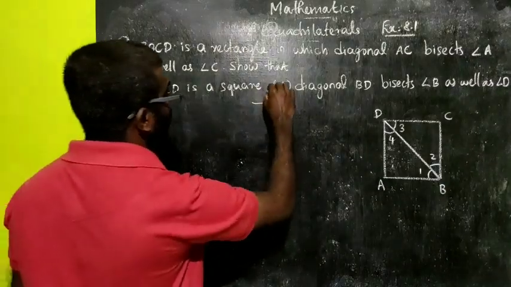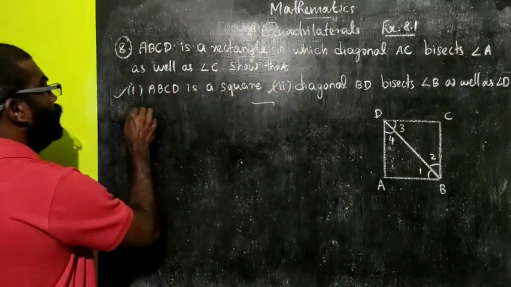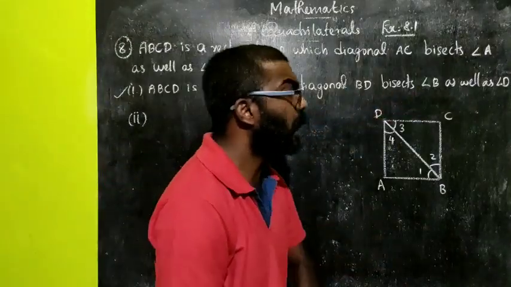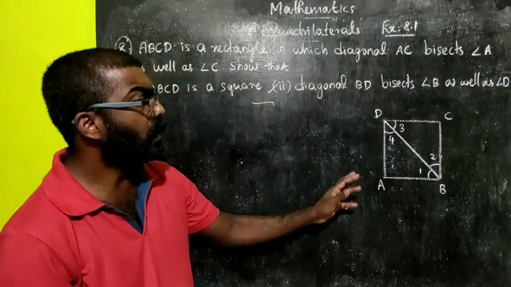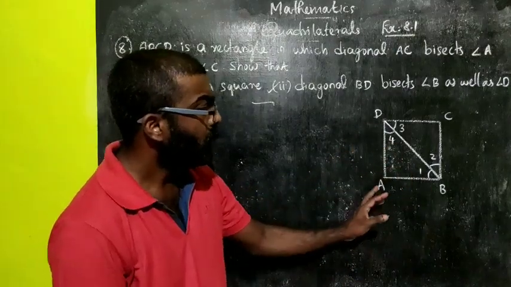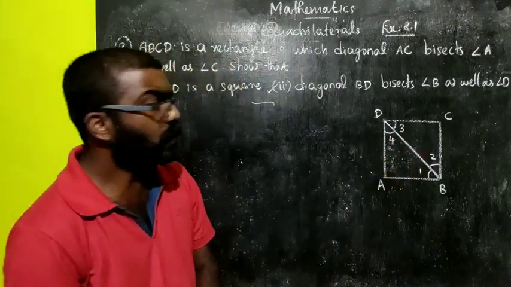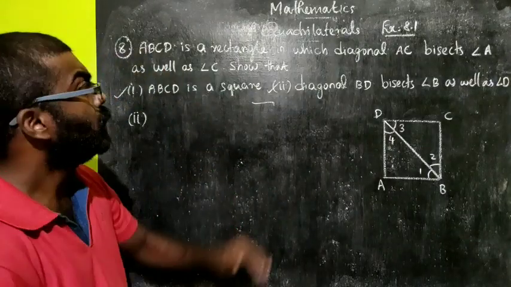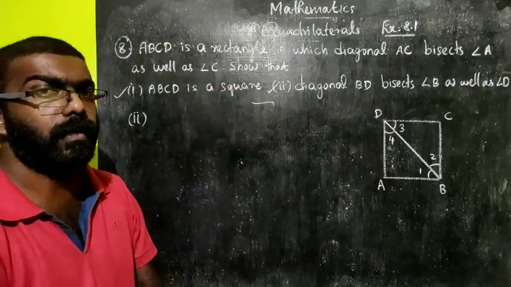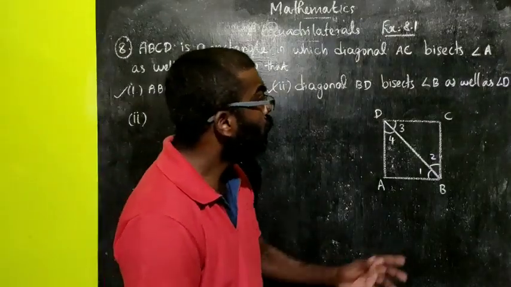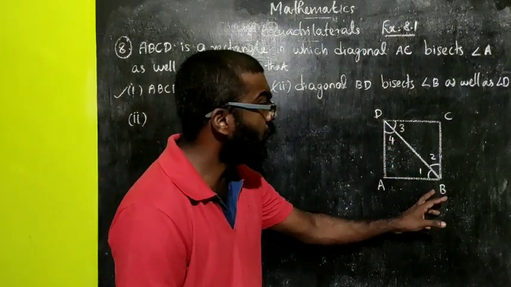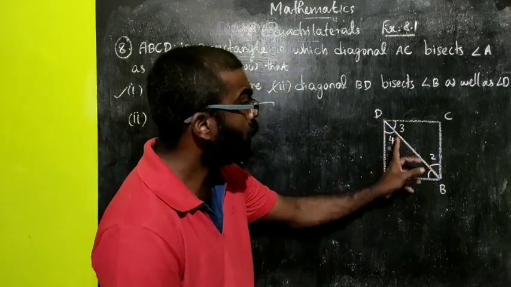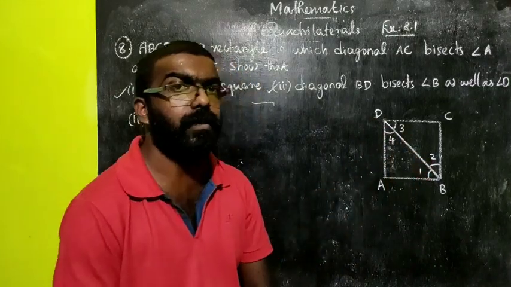Now we shall discuss the second part. Here we have to prove diagonal BD bisects angle B as well as angle D. So we can consider this figure. Here ABCD is a square. We have proved that this rectangle is a square in the first part. And we have to prove BD bisects angle B as well as angle D. That means angle 1 equal to angle 2 and angle 3 equal to angle 4. That we have to prove.